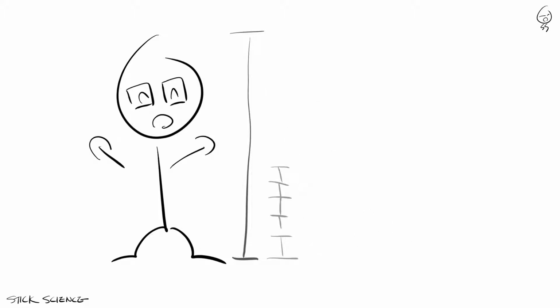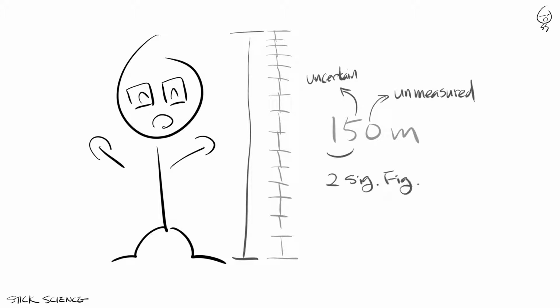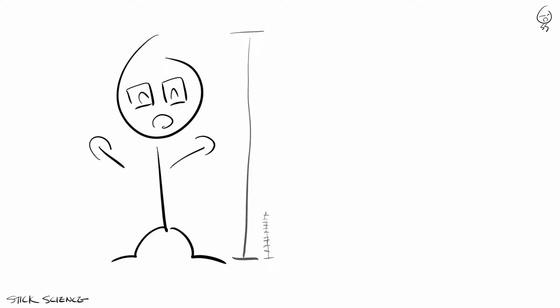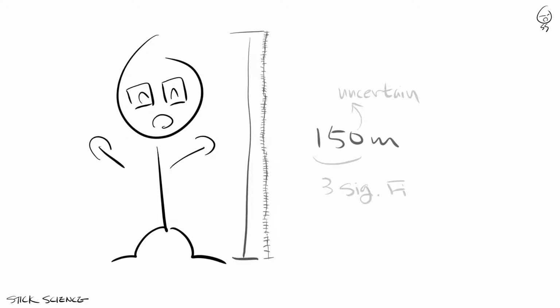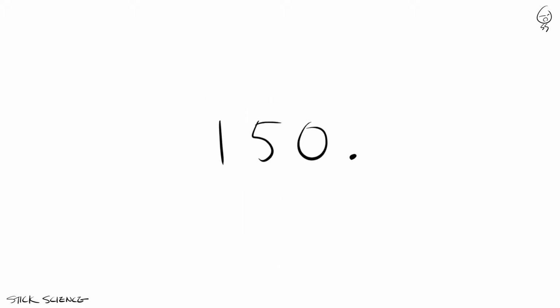If they used the 10 meter stick, the last digit 0 is just a placeholder and there are only 2 significant figures. But if they used a meter stick, they actually measured all the way to the final 0 in the 150 meters, so we know there are 3 significant figures. So to avoid confusion, if the 0 is not a placeholder, you'll have to place a period at the end so others know that the 0 is a significant figure.